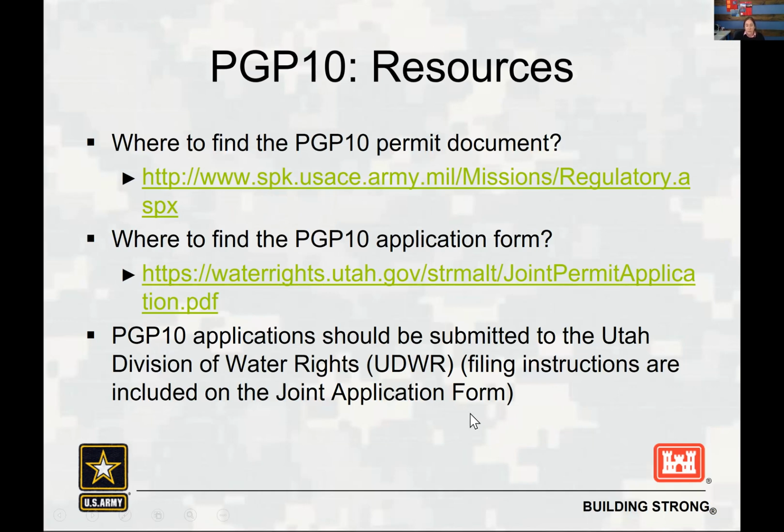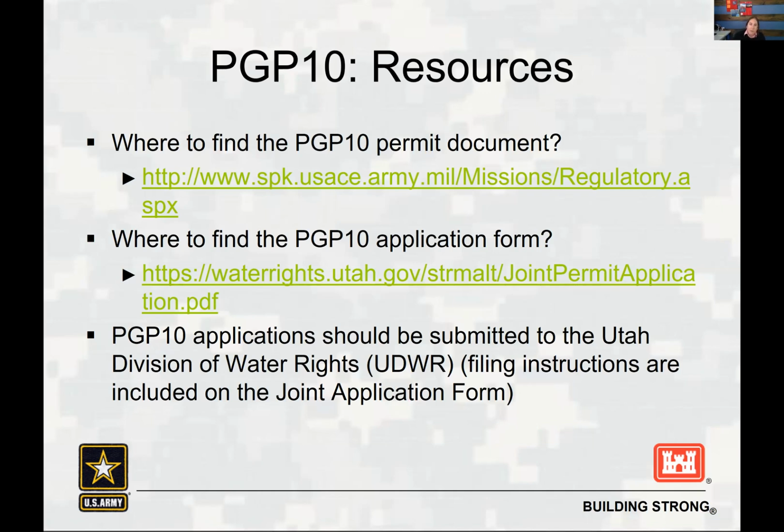But one thing to remember is that the application process is done through the state. So we don't normally, well, we don't ever get the application submitted to us directly. So the joint permit application goes directly to the Division of Water Rights, and then the Division of Water Rights will submit the information to us. I'm the project manager for Salt Lake County, Weber County, and Davis County. So if the project is in that area, I would get the application. And then if the project is anywhere else in the state, it would go to whoever the project manager is for that area.